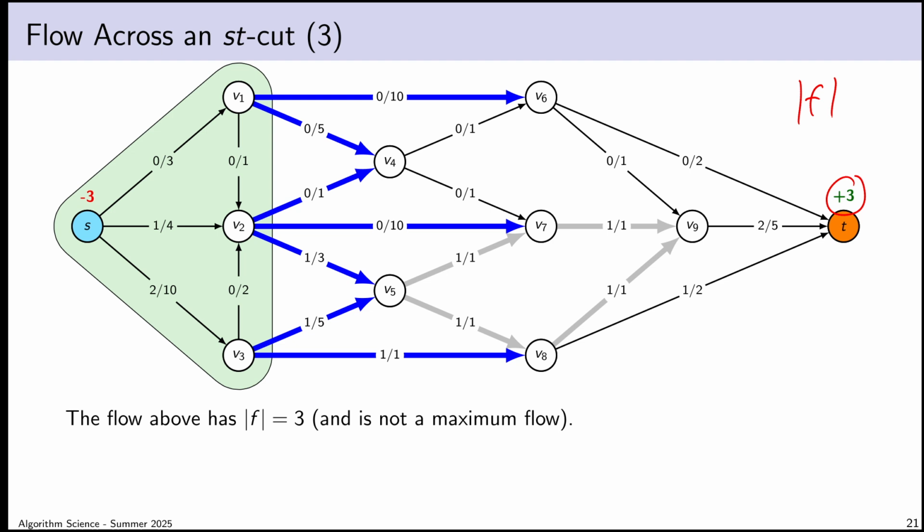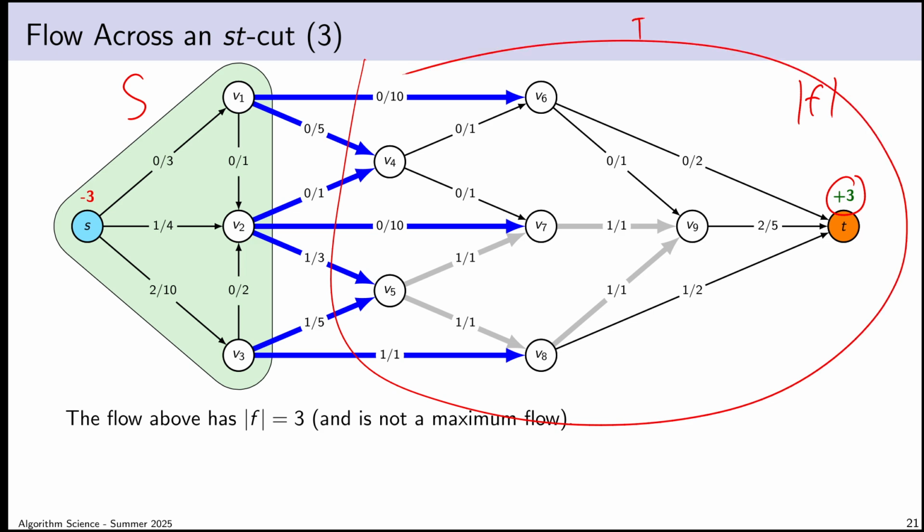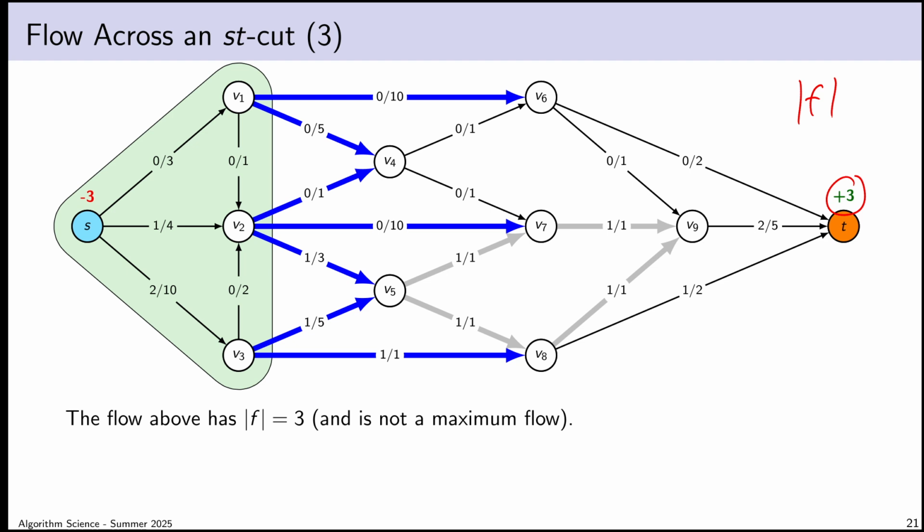If I want to compute the amount of flow across the cut, so here's my set S, that means the set T is everything else. To compute the value across this particular ST cut, I add up the total flow across edges leaving S, and I subtract off the flow along edges that re-enter S. So the total amount of flow leaving S is 0 plus 0 plus 0. That's pretty easy, that's 0. Plus 0 plus 1 plus 1 plus 1 is 3.